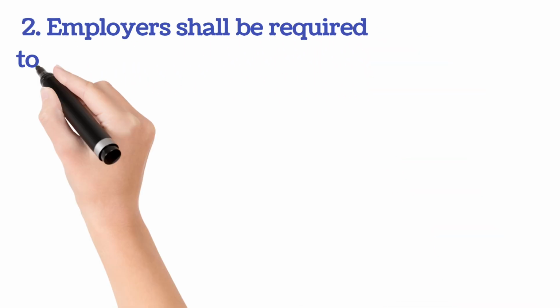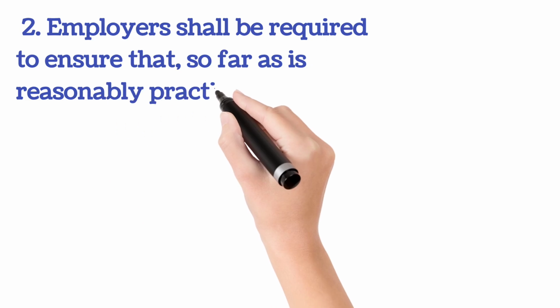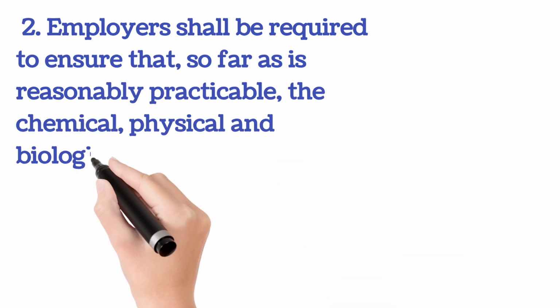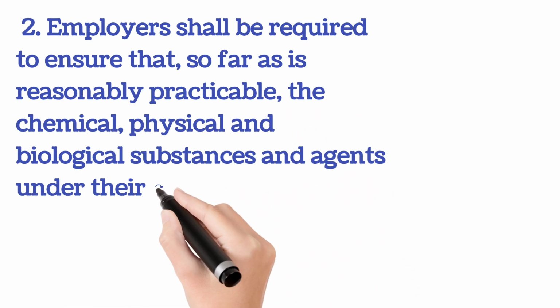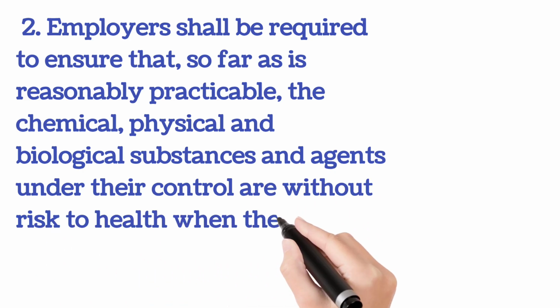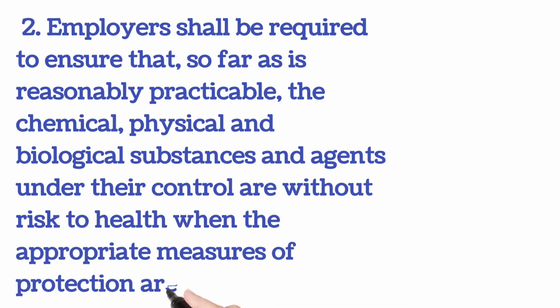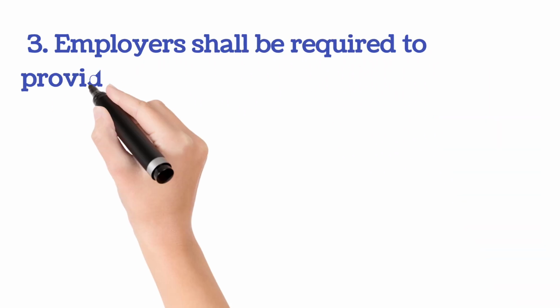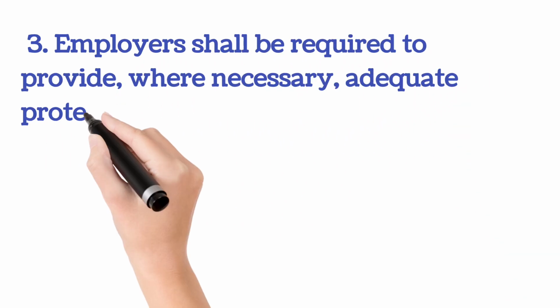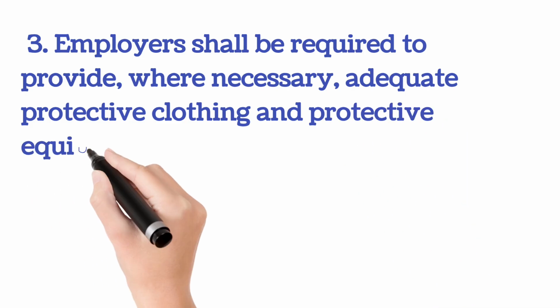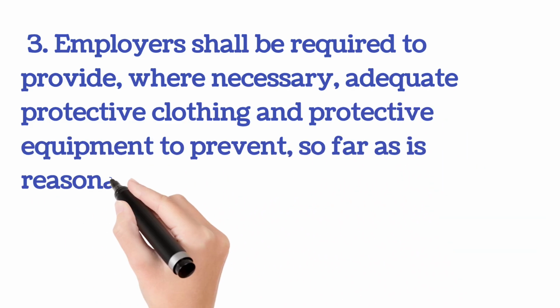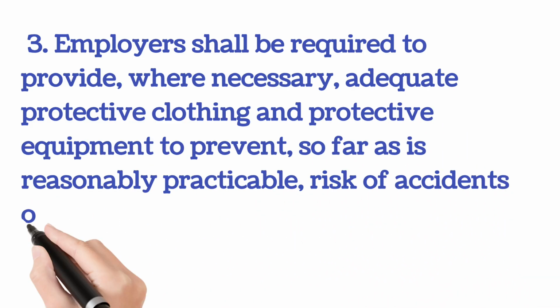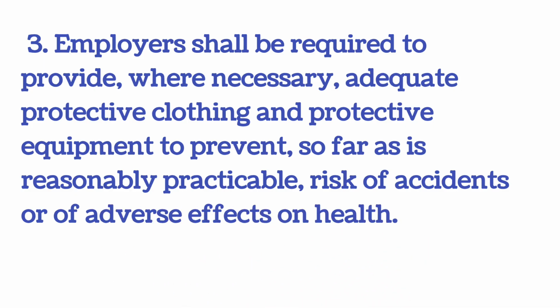Employers shall be required to ensure that, so far as is reasonably practicable, the chemical, physical, and biological substances and agents under their control are without risk to health when the appropriate measures of protection are taken. Employers shall be required to provide, where necessary, adequate protective clothing and protective equipment to prevent, so far as is reasonably practicable, risk of accidents or of adverse effects on health.